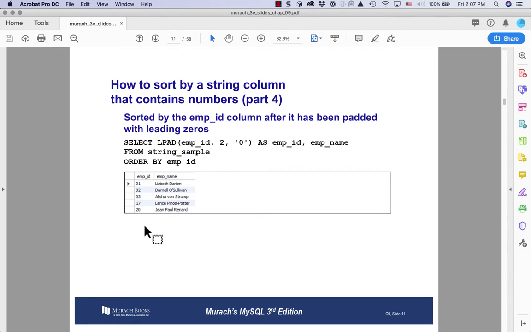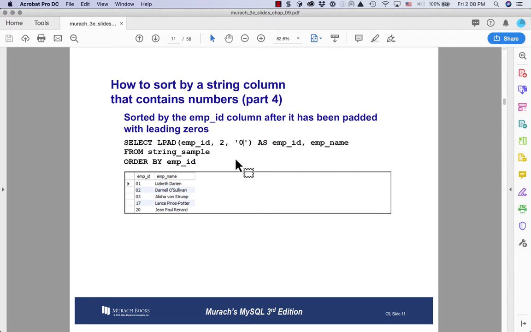Here's a third way to solve this. Okay, what we're doing is to say, let's not worry about the fact that it's a string. Let's just patch up the string. If single digit numbers had a leading zero, they would sort right as a string. So what we do is an L pad, a left pad, on employee ID, pad it out to two character positions, and pad the blank part of it with zeros.